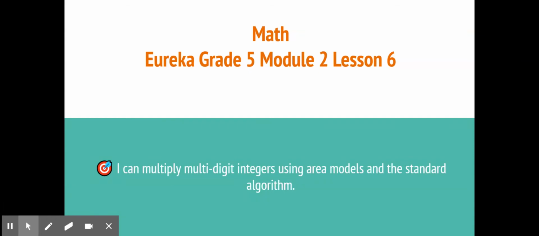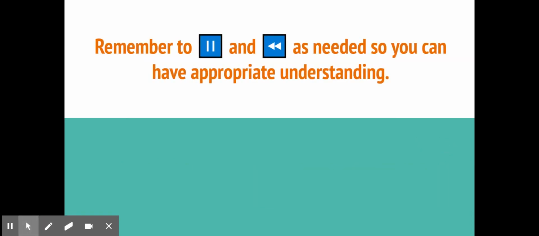Hey friends, so we are here to go over our learning target of multiplying multi-digit integers using area models and the standard algorithm. Remember that you can use the area model or the standard algorithm when you're solving, but we are going to go over both and the connections between them. Of course, make sure to pause and rewind as you need, so that way you can have appropriate understanding. And of course, make sure you have something to write on and write with, so that way you can work it out with me. All right, let's go ahead and look at this one first.